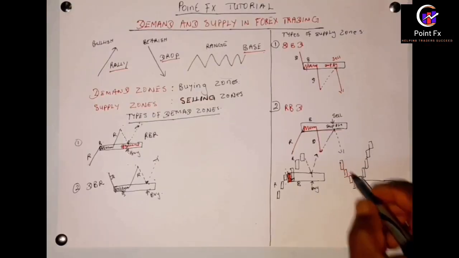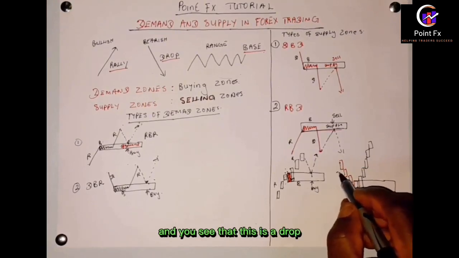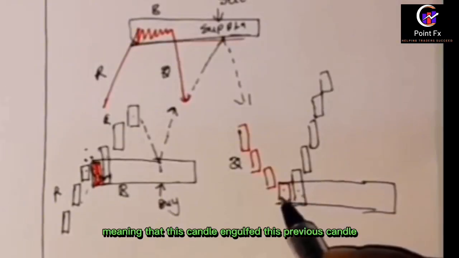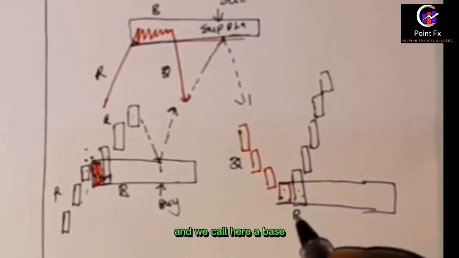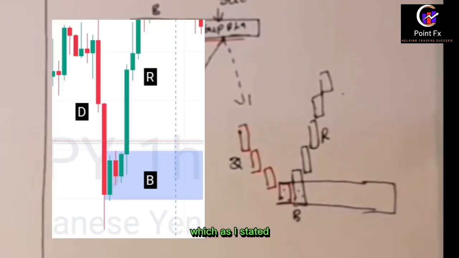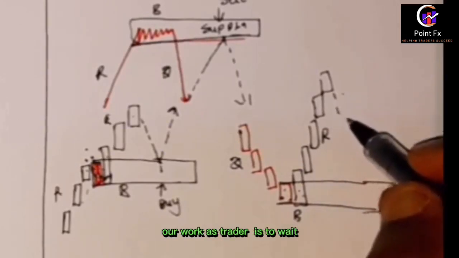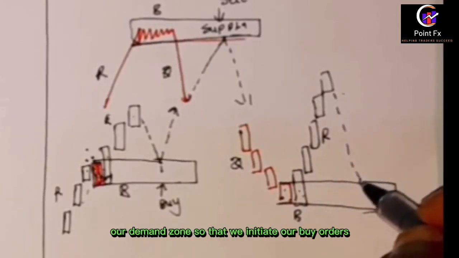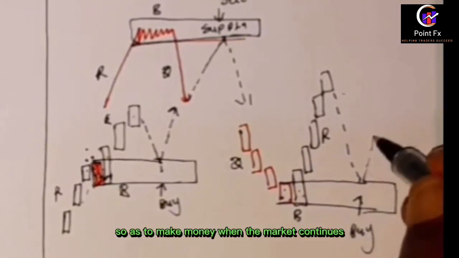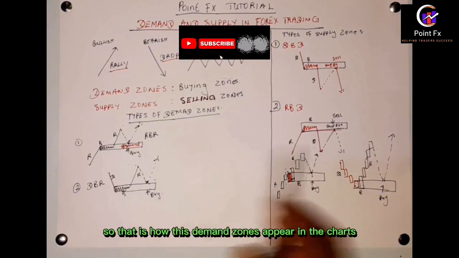Secondly, you can see this move down. I represented this with sets of bearish candles, and you see that this is a drop and this is a base, which is engulfing, meaning that this candle engulfed the previous candle, and we call it a base, and this is what? A rally. So this is a drop base rally, which, as I stated, is a demand zone. Our work as traders is to wait for the market to retrace to our demand zone, so that we initiate our buy orders, so as to make money when the market continues in that move. So that is how these demand zones appear in the charts.